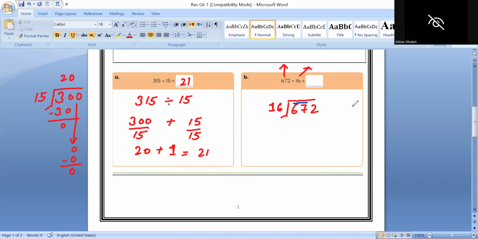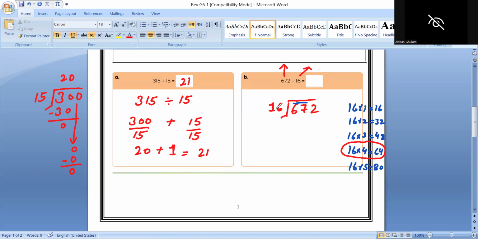So what I need is the table of 16. Let's calculate the table of 16. 16 multiplied by 1 equals 16. 16 multiplied by 2 equals 32. 16 multiplied by 3 equals 48. 16 multiplied by 4 equals 64. 16 multiplied by 5 equals 80. I need 67. I will search there. Is 67 available? No. But what is close to 67 or less than 67? 64. I circle it.